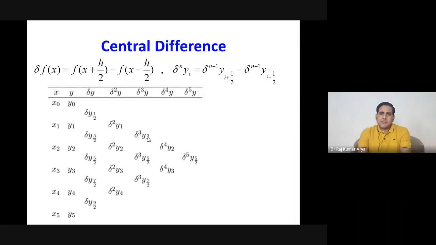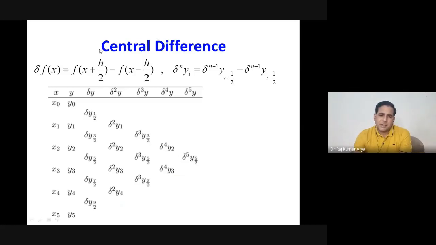Another one here is the central difference. Sometimes your data is too large, so you are neither close to the first data point, nor close to the last data point. You are somewhere in the middle actually. For that purpose, you need to use your central difference formulation.